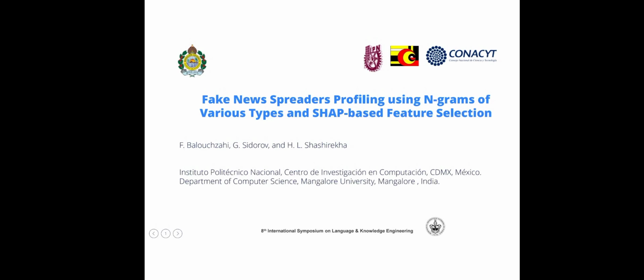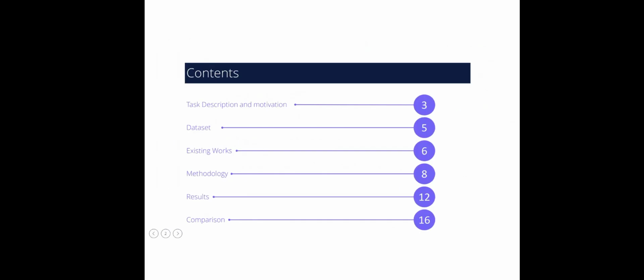So first, let's see what we have in this slide. I'll give a brief description of the task and then the motivation, and then we will talk about the data set we use in this task. We'll continue with the existing works in literature and our proposed methodology. Finally, we'll discuss the results and comparison.